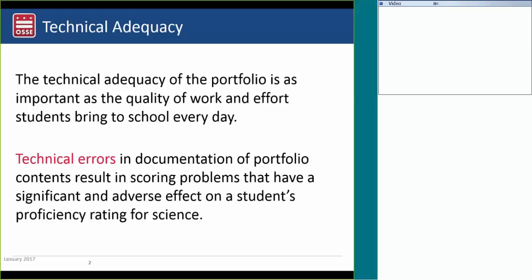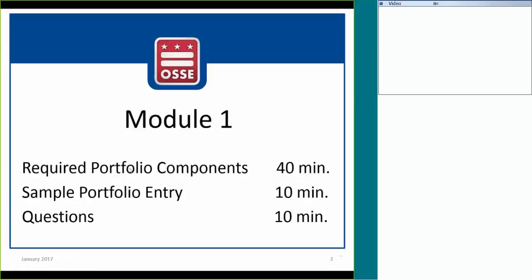Even if the other two strands score well, that third strand, the one that could not be scored, will reduce the proficiency rating for your student's portfolio significantly, likely to the below basic level. So the technical pieces of the portfolio, which is the teacher responsibility, and the teacher is mainly the one who completes this part, is really, really important. So this hour, I want to talk to you in detail about required portfolio components, and then I'm going to show you a sample portfolio entry, and after that, there will be a question and answer period.